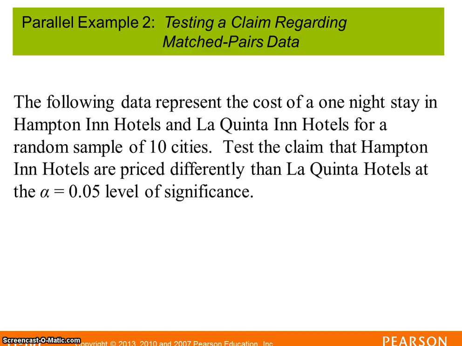So as an example, let's look at the following data here. The data I'm going to give you shows the cost of a one-night stay in Hampton Inn hotels and La Quinta Inn hotels for a random sample of 10 cities. Test the claim that the Hampton Inn hotels are priced differently than the La Quinta hotels at the 0.05 level of significance. In this case, because the hotels come from the same towns, there's a dependency between them. So this would be matched pair dependent data.